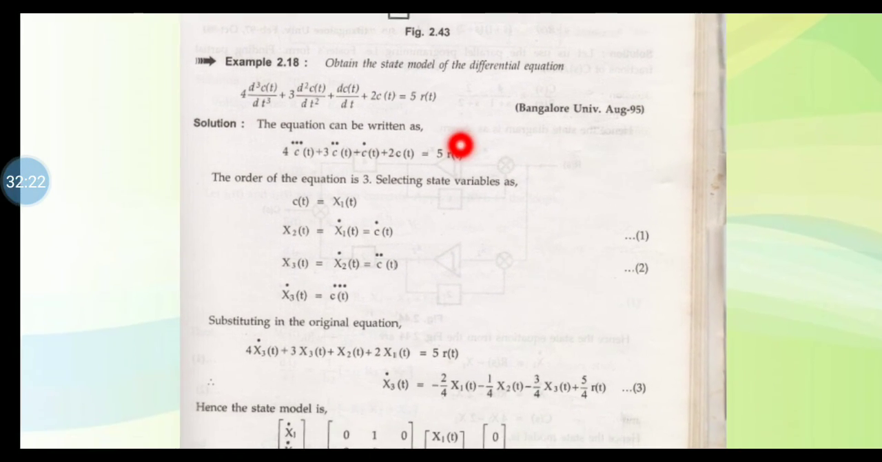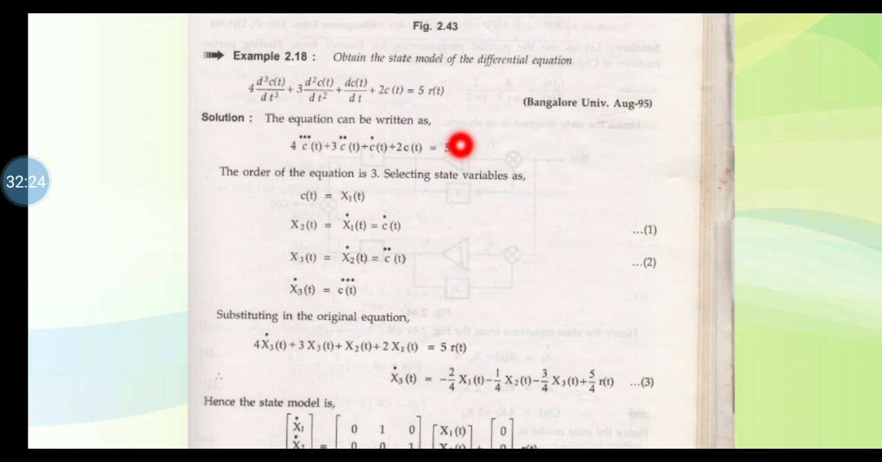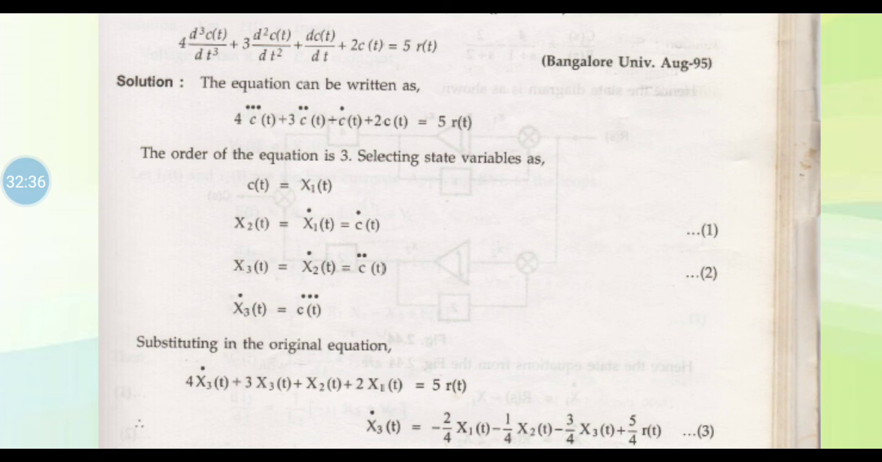I'll take one more. Obtain the state model of the differential equation 4 d cube c of t by dt cube plus 3 d square c of t by dt square plus dc of t by dt plus 2c of t is equal to 5r of t. So this equation can be written as 4c triple dot t plus 3c double dot t plus c dot t plus 2c of t is equal to 5r of t. So the order of the equation is 3 because the highest order is d cube.